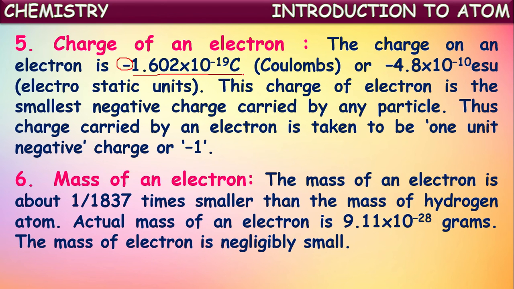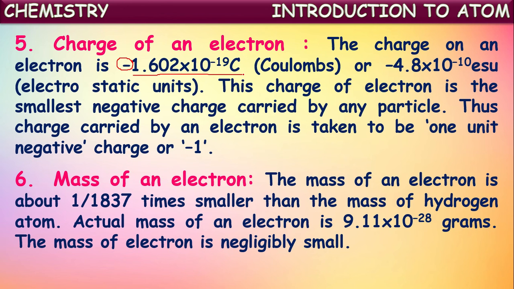Next, mass of the electron. Actually, the mass of an electron is about 1 by 1837 times smaller than the mass of hydrogen. It is a very small quantity. It is nearly equal to 1 by 1837 times the mass of a hydrogen atom. We know among all the existing elements, hydrogen is the smallest in weight, isn't it? It is the lightest element among all the existing elements.